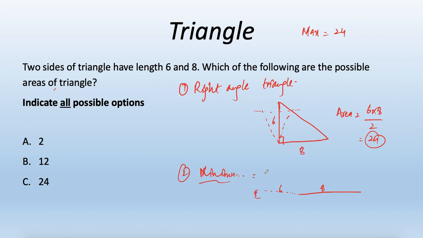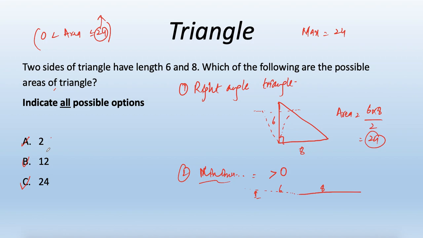That's why the minimum value is some value greater than 0. So our required area of triangle is greater than 0 or less than or equal to 24. This is the maximum value, and this is the minimum, which is not possible. There must be some value greater than 0. So possible, both are greater than 0. That's why all three options are possible for the area of this triangle.